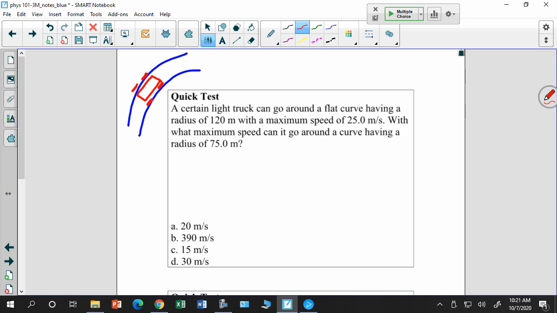By the way, centripetal force isn't really its own force in and of itself. A centripetal force is a force that's already in the system. And then you have to identify it as the centripetal force.